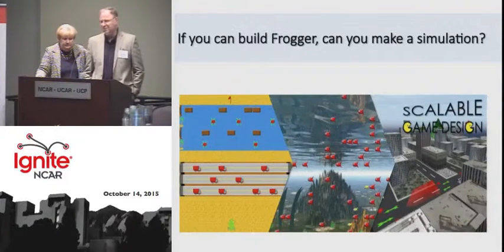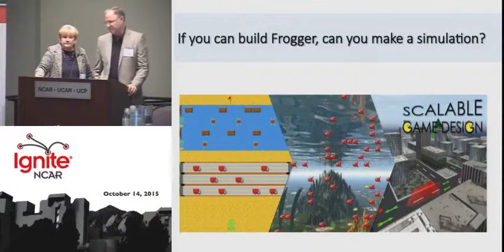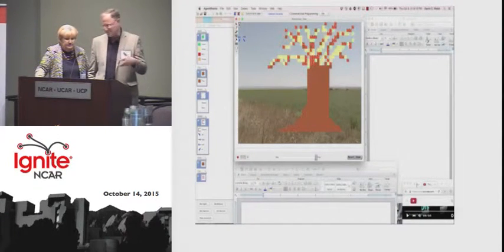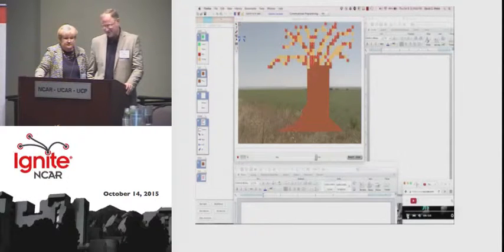One of the questions we've been asked is, well, if you can build a Frogger game, can you build a simulation? And in fact, because of the probabilities involved in game design and the mathematics use of variables, it's a very interesting transition to make. So this is actually a simulation designed by one student, and knowing this is UCAR and atmosphere and such, this is about the closest we could get to it.